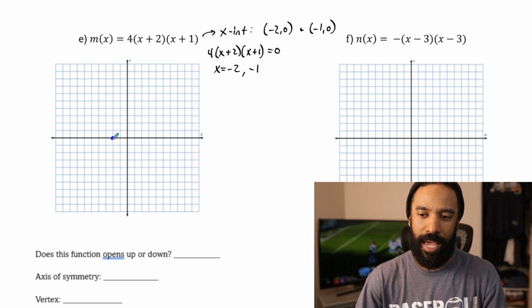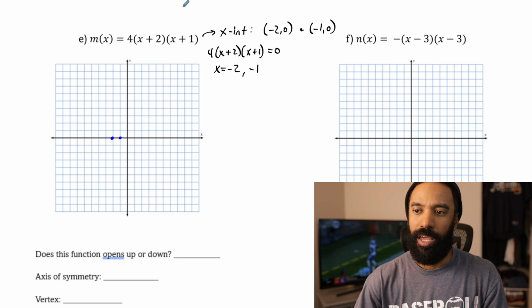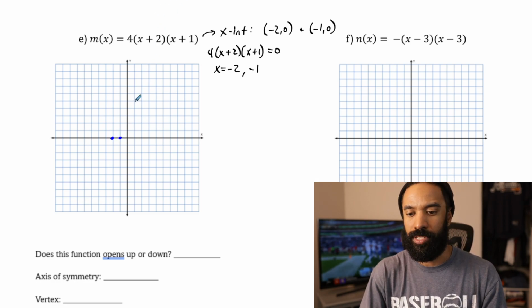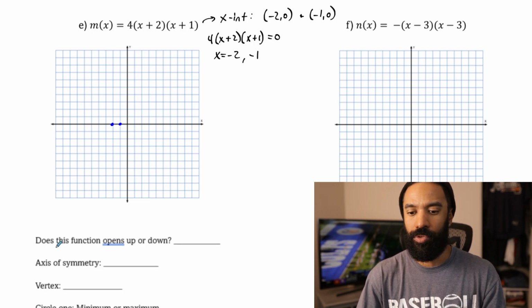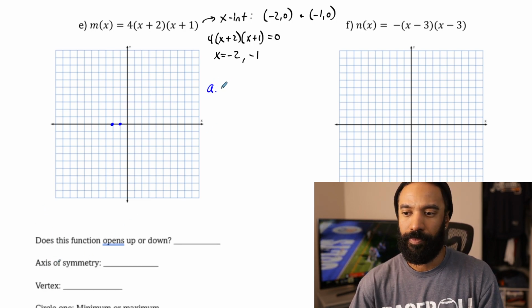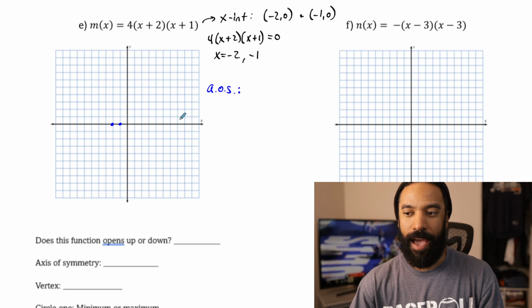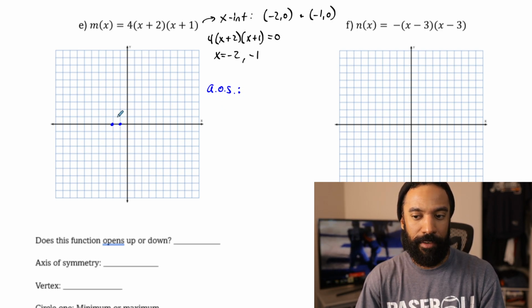This allows me to get these guys right here, and the axis of symmetry is always exactly halfway in between these. So as far as getting the axis of symmetry, well, if I have the visual, I can say what's halfway between negative 2 and negative 1.